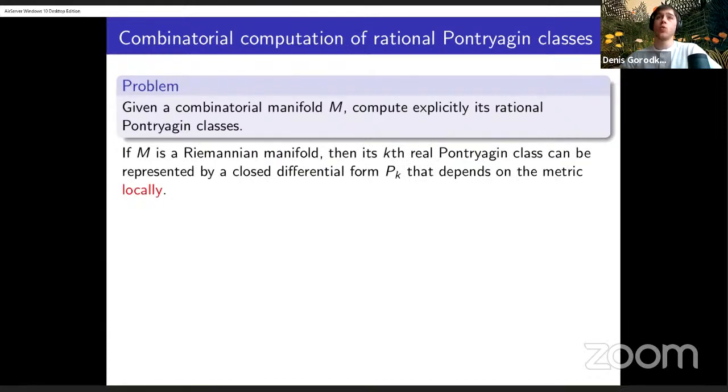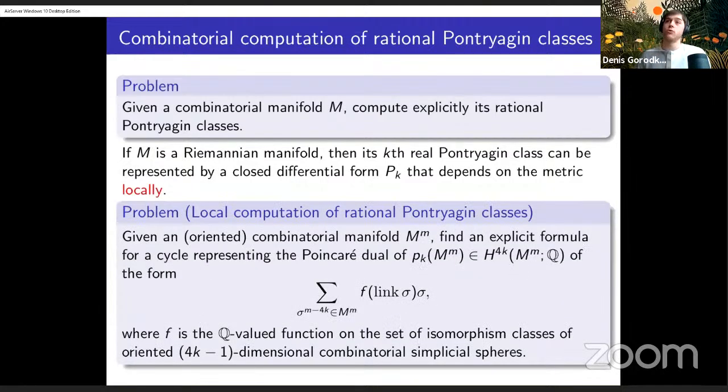There is a motivation why we are searching for a very precise looking formula, which comes from Chern-Weil theory once more. If we have a smooth Riemannian manifold, then its kth Pontryagin class, as we earlier mentioned, can be represented by a closed differential form that depends on the metric only locally. And so we want to find formulas that would be in some sense local. In the combinatorial sense, more or less the only natural way to define a local formula would be in the following way. So suppose we want to find a formula for the kth Pontryagin class.